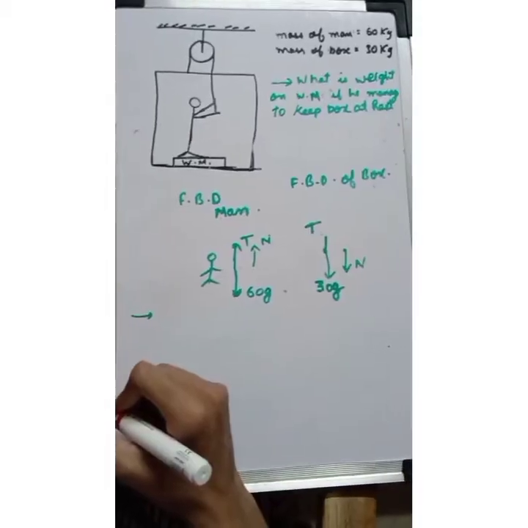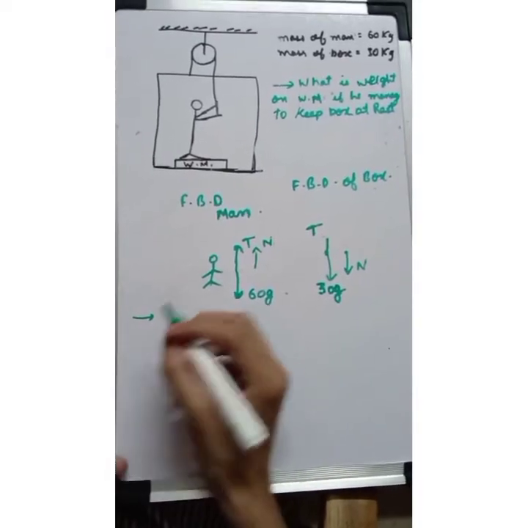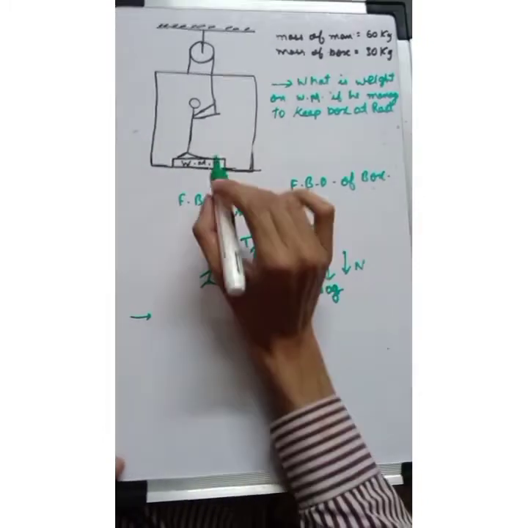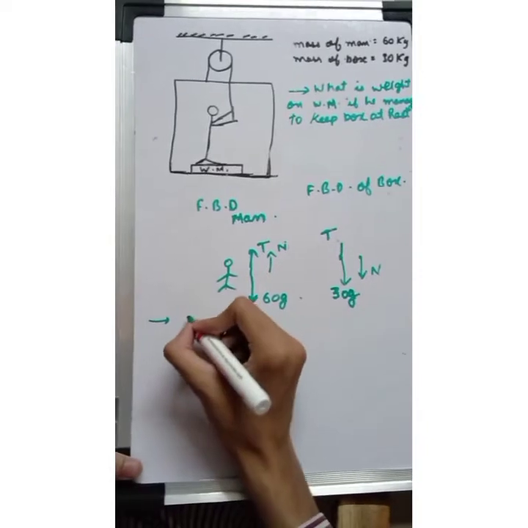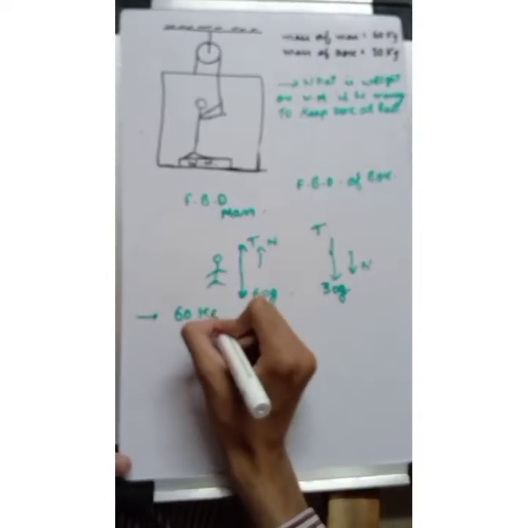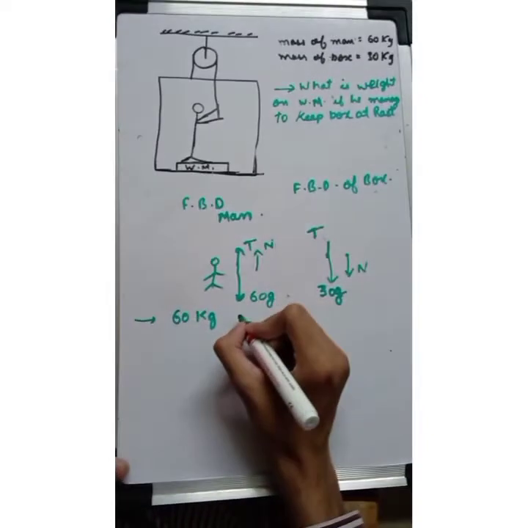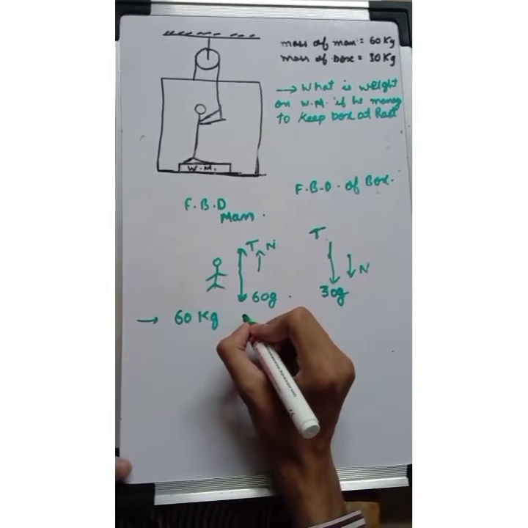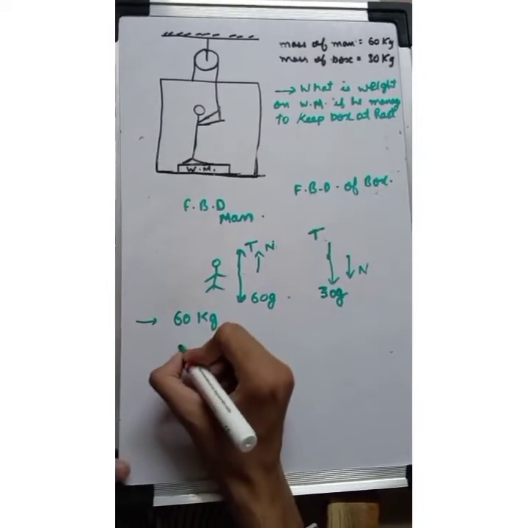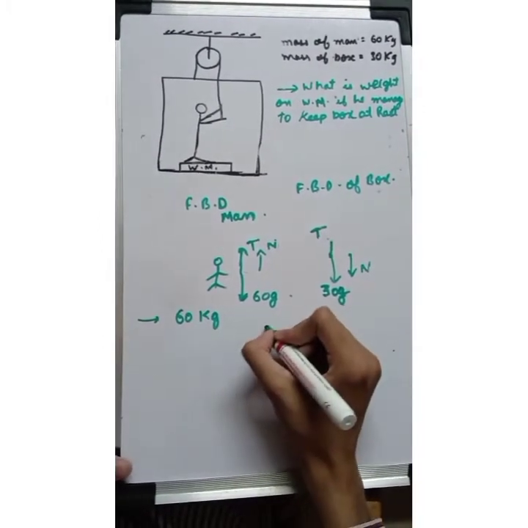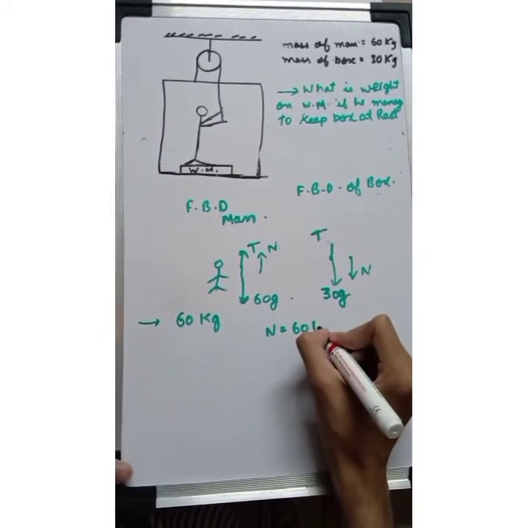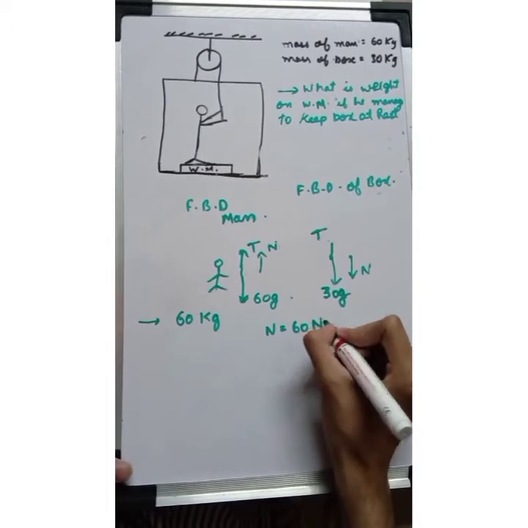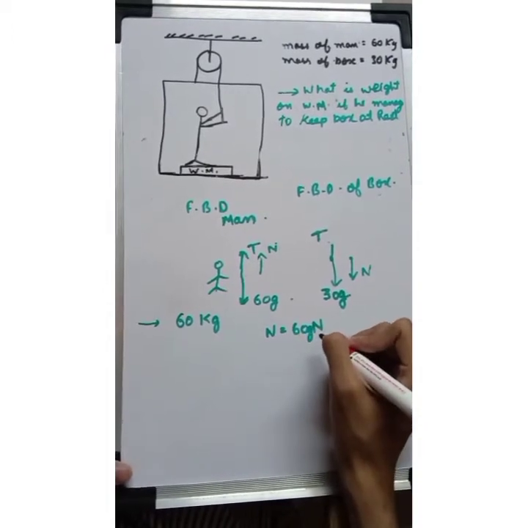Let us look at the solution of the second part, in which we are given that the reading of the machine should be equal to his actual weight. His actual weight is 60 kg. So the reading of the machine must be 60 kg. The reading of the machine is nothing but the normal reaction. So here the normal reaction is equal to 60 into g Newton.